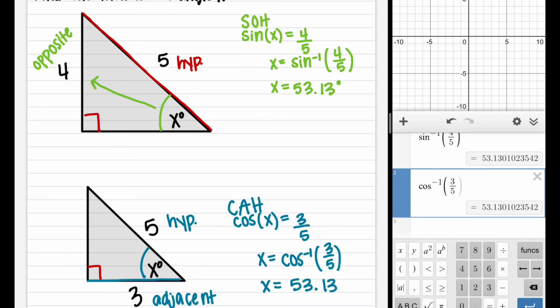I just used these numbers 3, 4, and 5. That is a special type of triangle that you'll learn about later on, but it's just 3 easy numbers to work with, so that's the reason I'm using them over and over. But it doesn't matter what those numbers would be. This is the process of finding angles using inverse trig ratios.